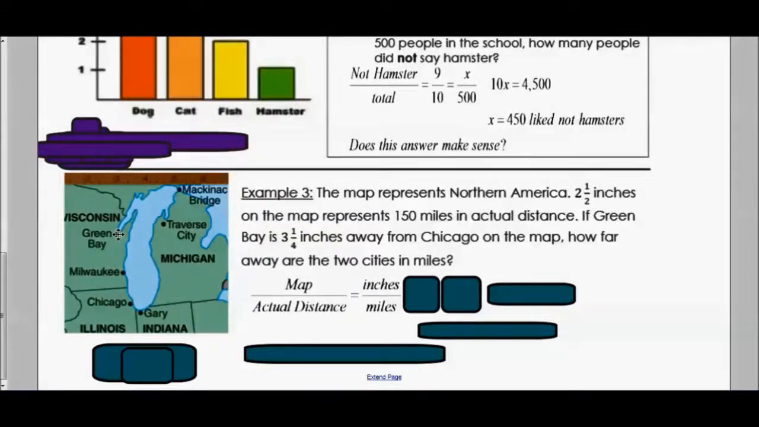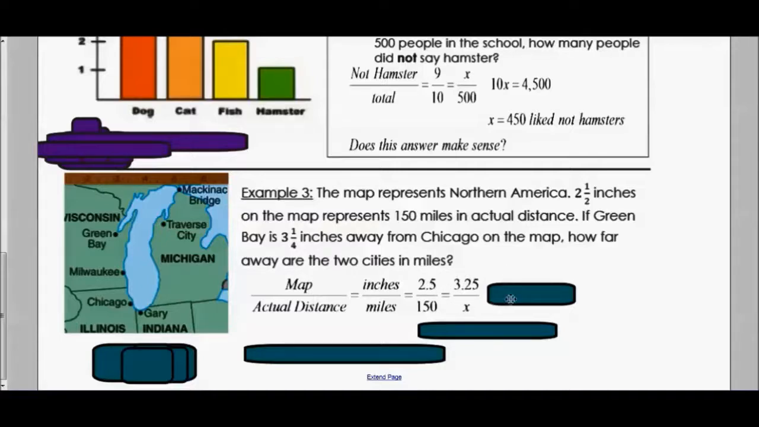If Green Bay is 3¼ inches away from Chicago on the map, how far away are the two cities in miles? How far are they away in real life? Right, so we know one of our fractions is going to involve 2.5 inches compared to 150 miles. That's our scale. We're given this distance in inches. That's going to be on top. That's what we're comparing on top. Inches to the number of miles on the bottom. So it's 3.25. That's 1/4 as a decimal over some number of miles that we don't know.